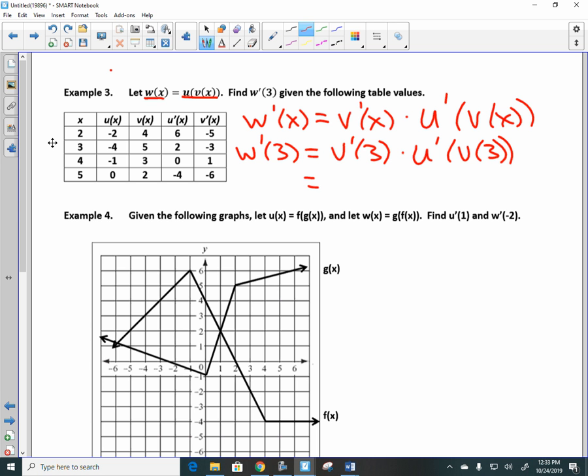What's V prime of 3? That's right here. What's V of 3? V of 3 is 5. So if V of 3 is 5, what's U prime of 5? Negative 4. That's not bad at all, is it?